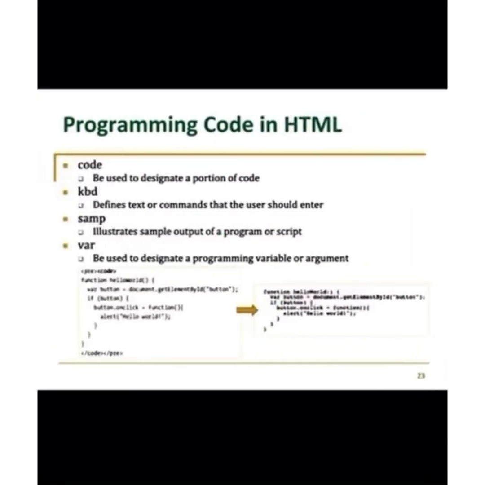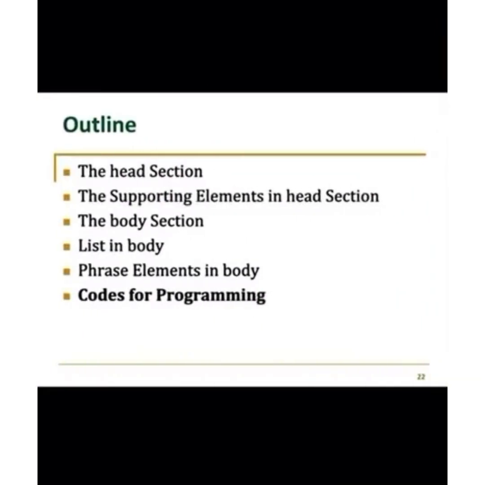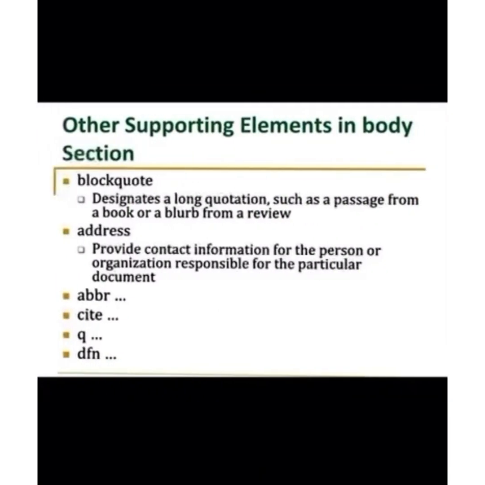Code, programming code in HTML. Code is used to designate a portion of code. KBD defines text or commands that the user should enter. Samp illustrates sample output of a program or script. VAR is used to designate a program variable or argument. Codes for programming.